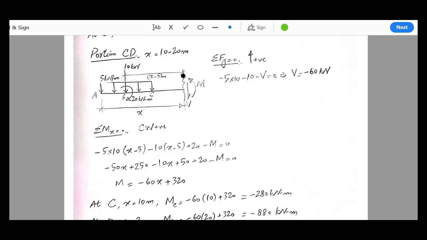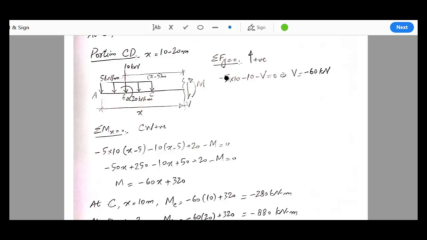So here it is. We have cut the section here. The entire UDL is present, the point load is present at point B, the couple is present, and the exposed moments are also marked, and this distance is x from the extreme left end of the beam and the section.